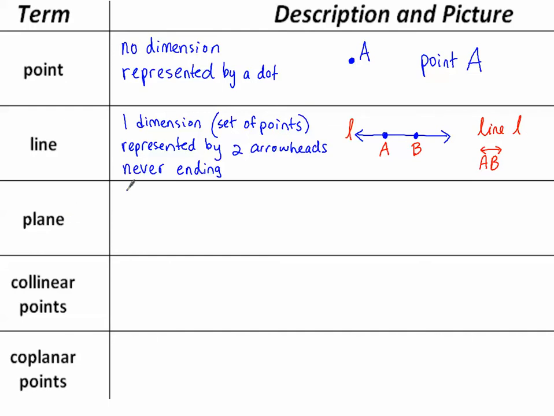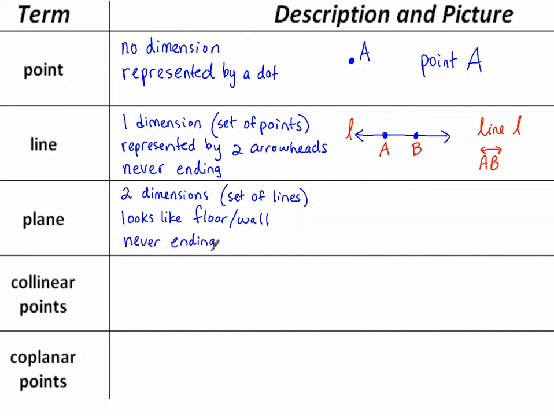A plane has two dimensions because it is made up of a set of lines. You can see a pattern here with the point, the line, the plane. When we draw it, it looks like we're drawing the floor or a wall. That's how we represent it. It is also never ending, but it's difficult to draw arrows on how we draw a plane.